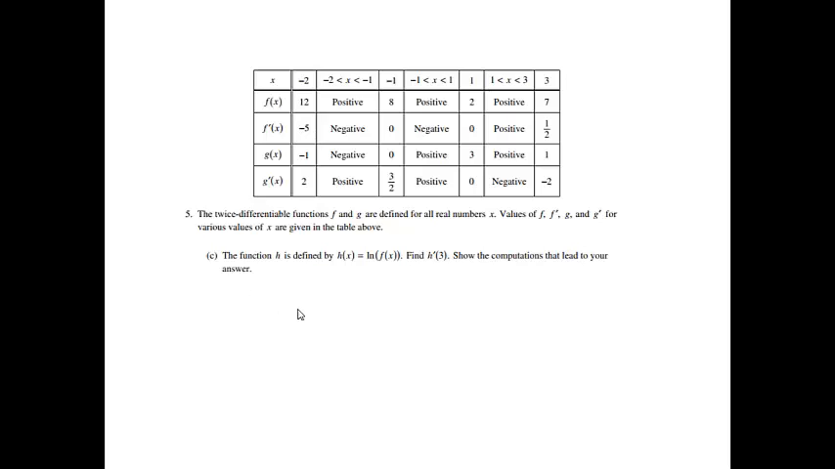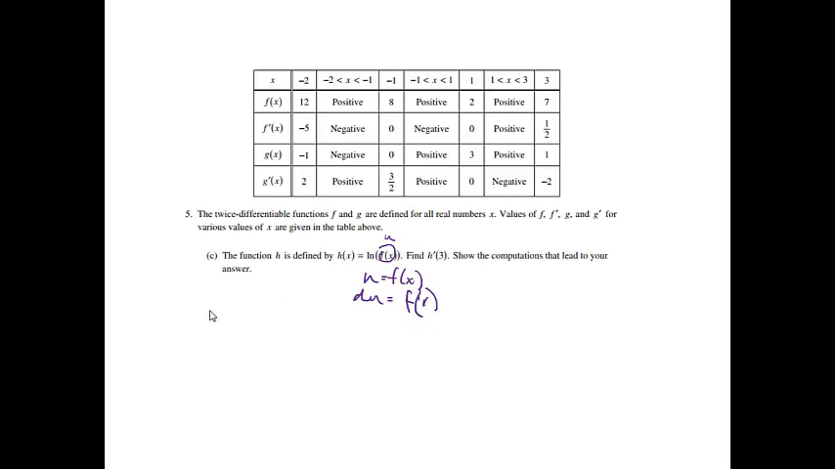All right, part C. The function h is defined by h of x equals ln of f of x. Find h prime of 3. Show the computations that lead to your answer. This is a very popular type of problem. We see parentheses. We're going to make this u because we need to find the derivative. So u is equal to f of x, which would mean du is going to equal f prime of x.